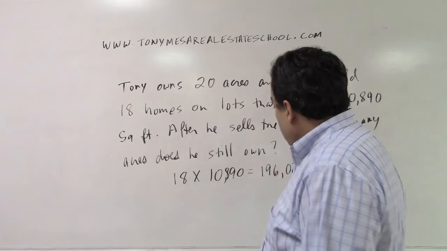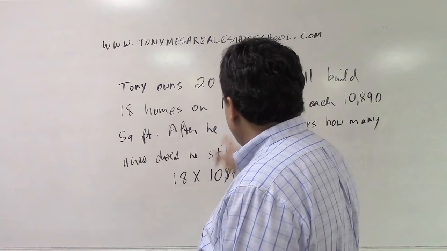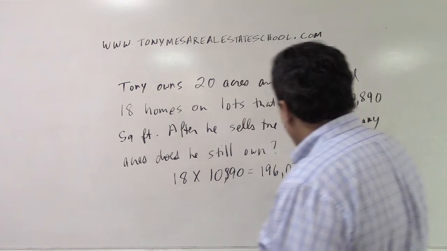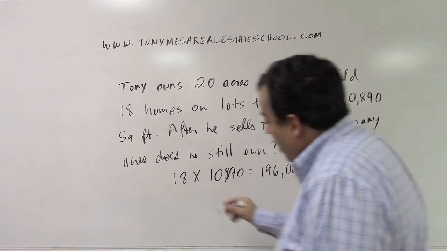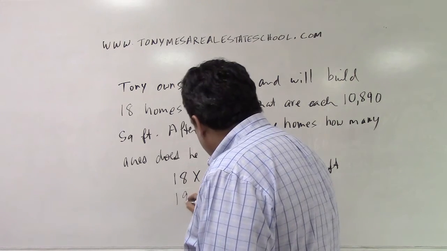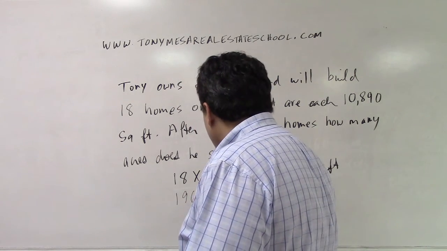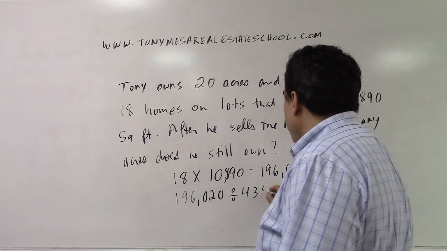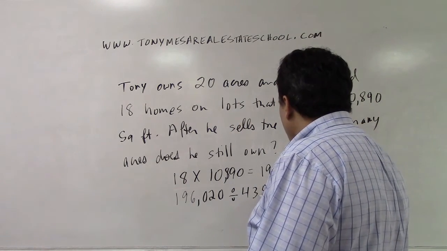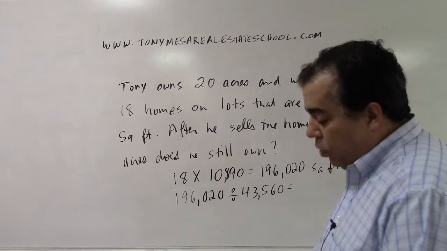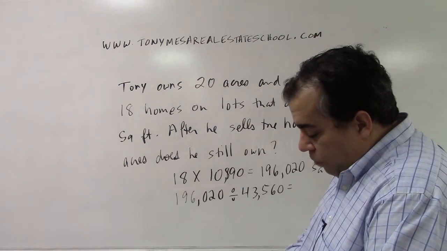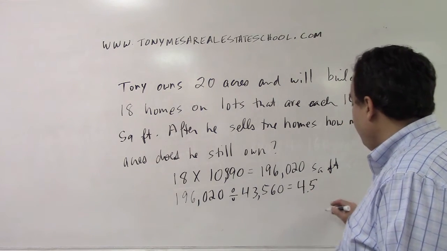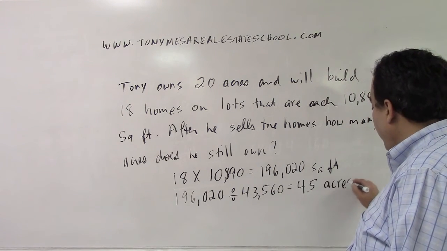Okay. Now, what I can do here is I started with 20 acres, right? And I'm selling that much, right? Now, 196,020 square feet divided by 43,560. That's how many square feet we have in 1 acre. Divided by 43,560 gives me 4.5. This is 4.5 acres, right?